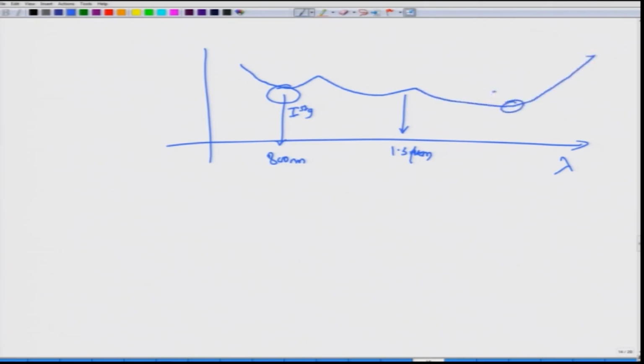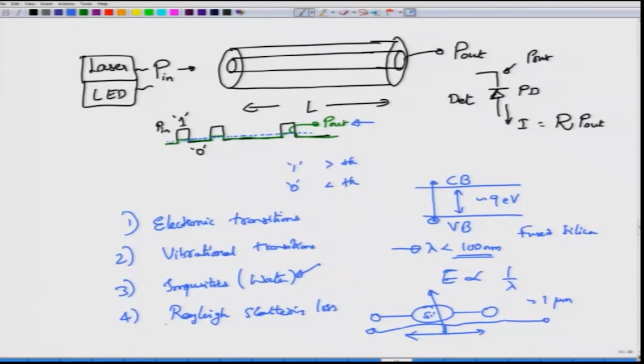And this valley, where the losses are now just about 0.2 dB per kilometer, happens at 1.5 micrometer. So, this is the first generation, this is the second generation, and all other generation optical fibers now work at 1.5 micrometer light. So, what exactly is this 0.2 dB per kilometer that we talked about? Before that, let us finally close down our losses.